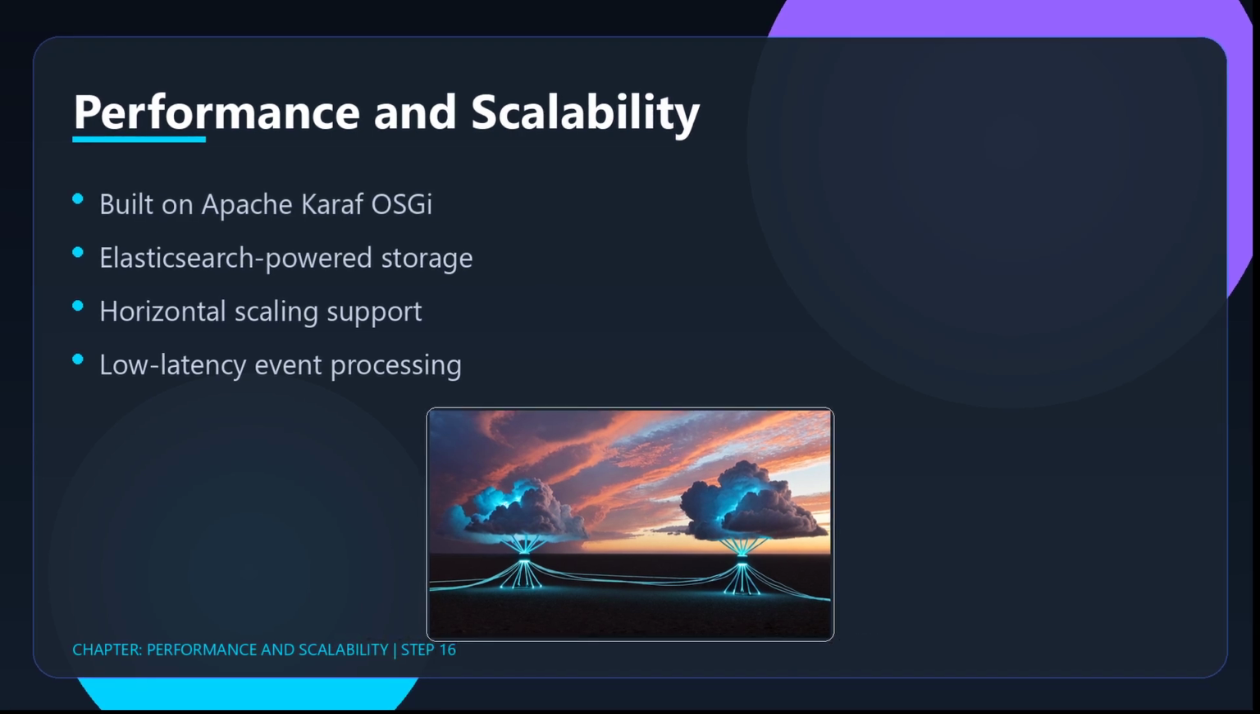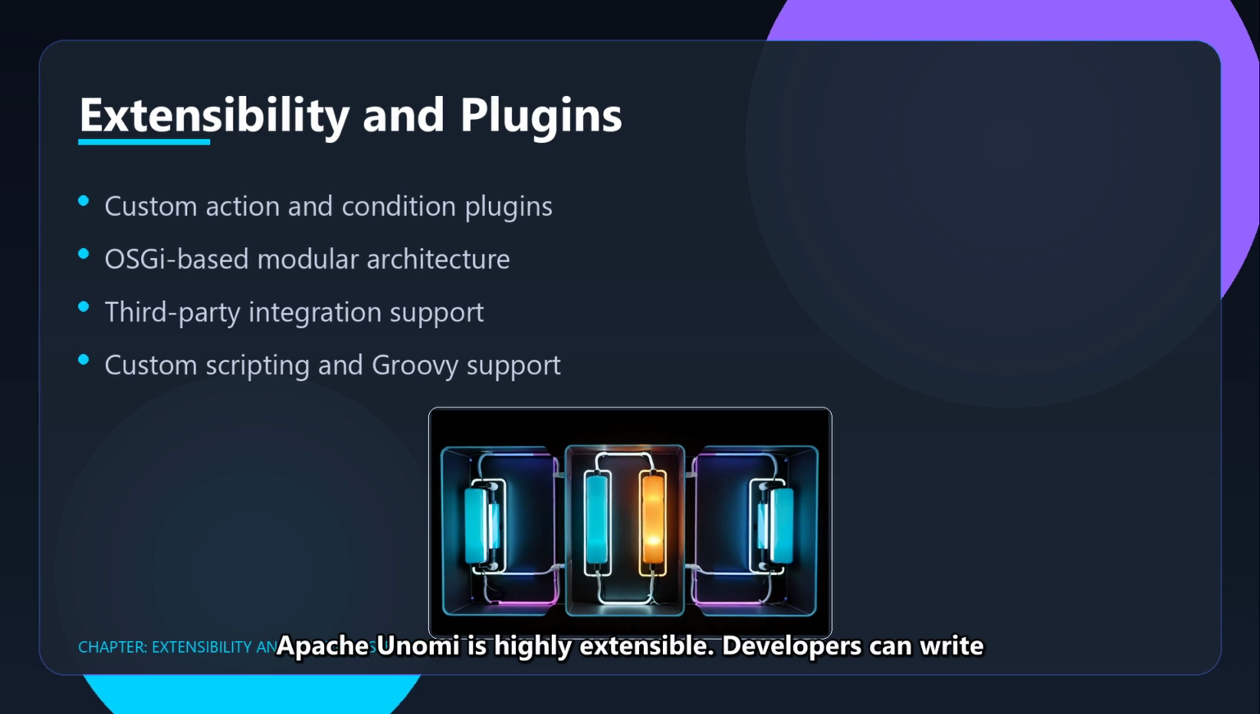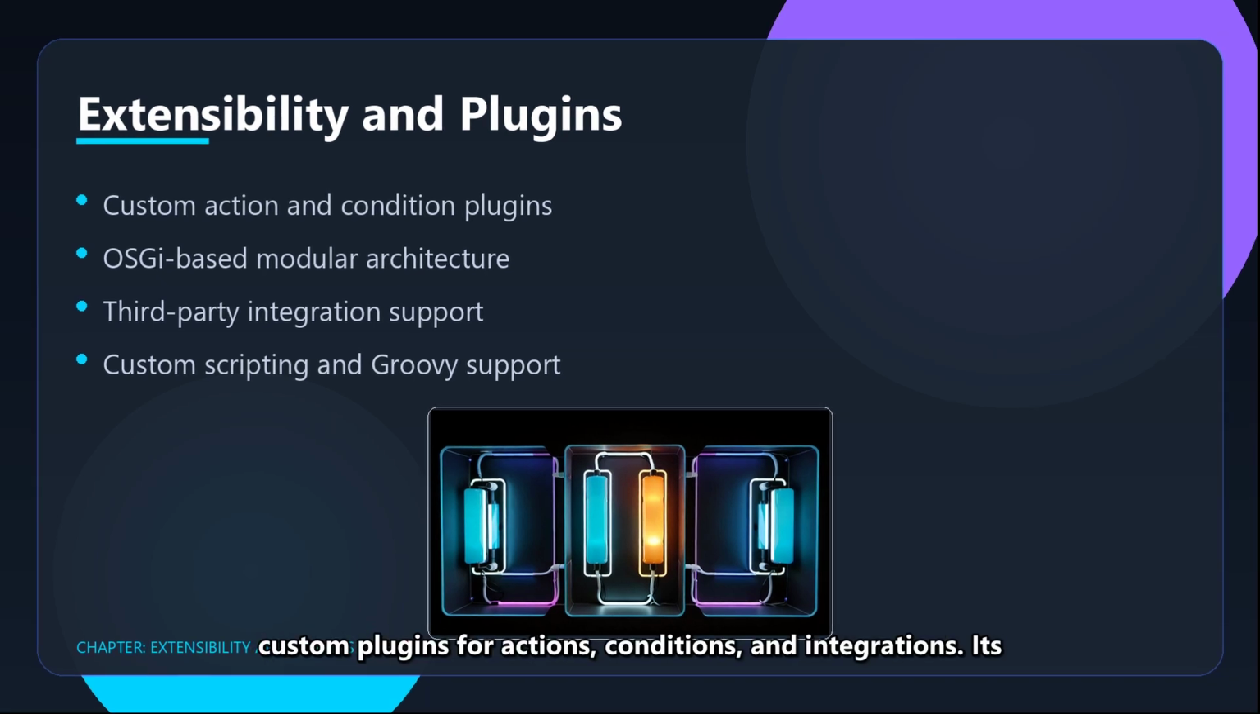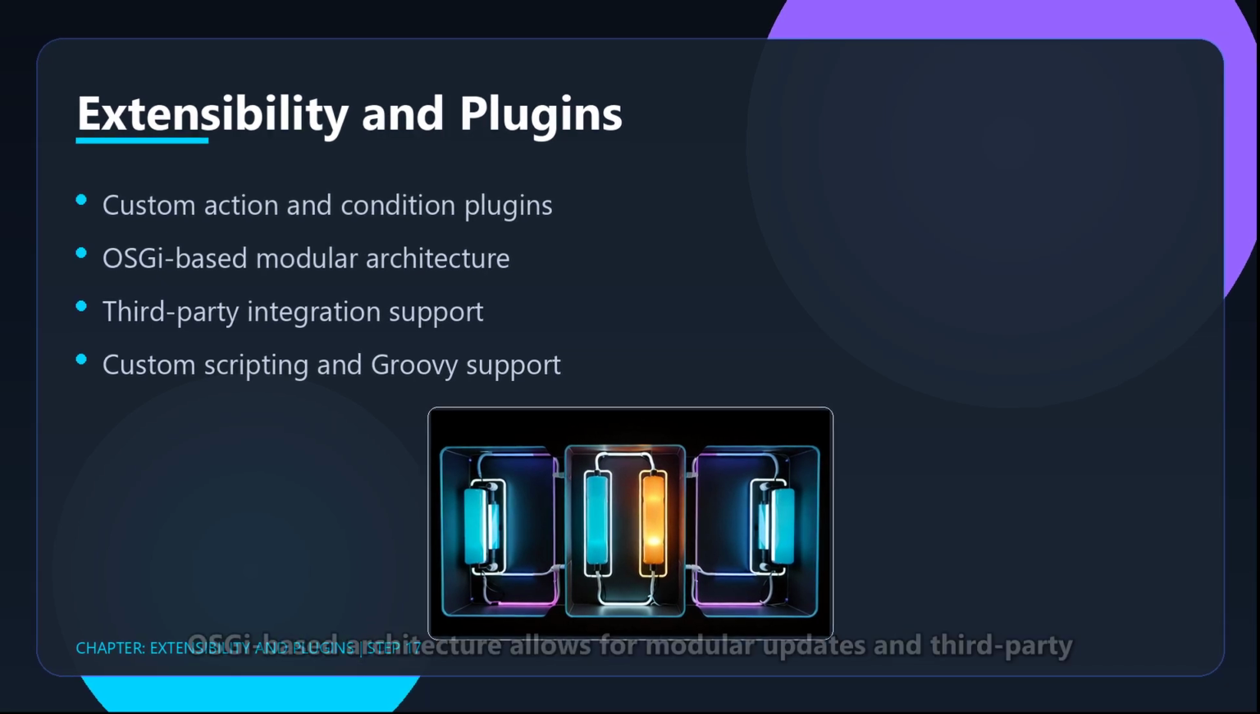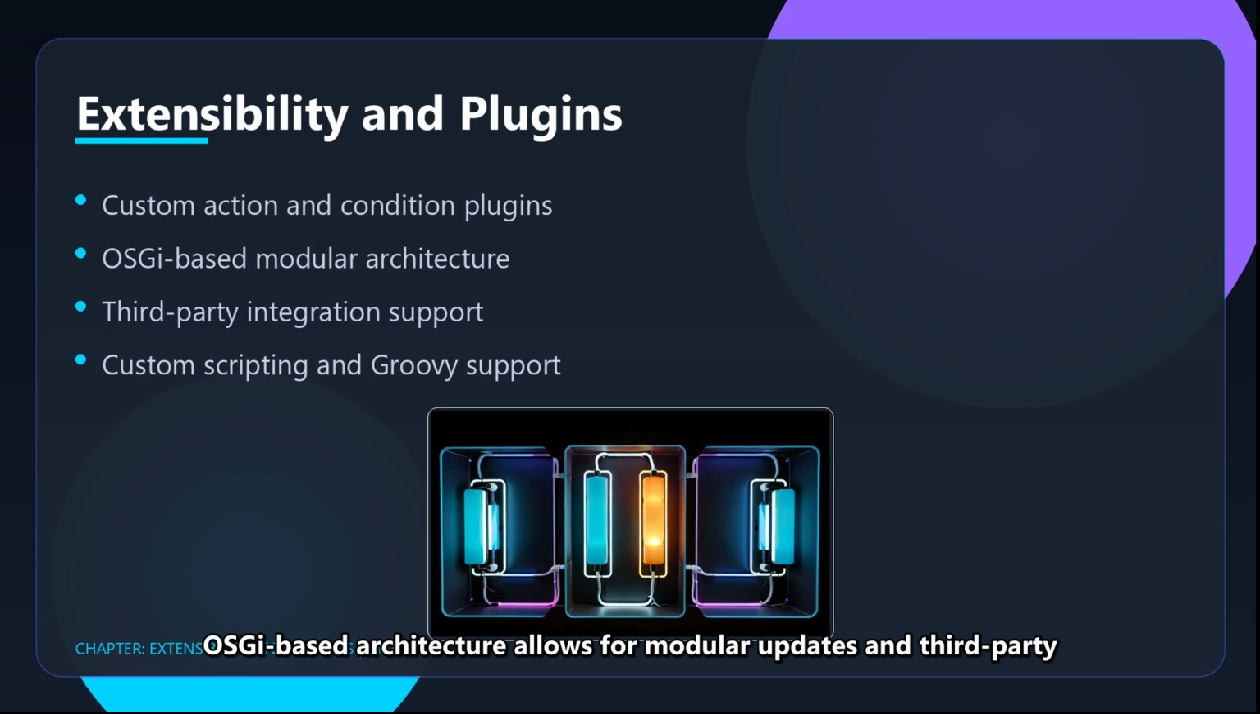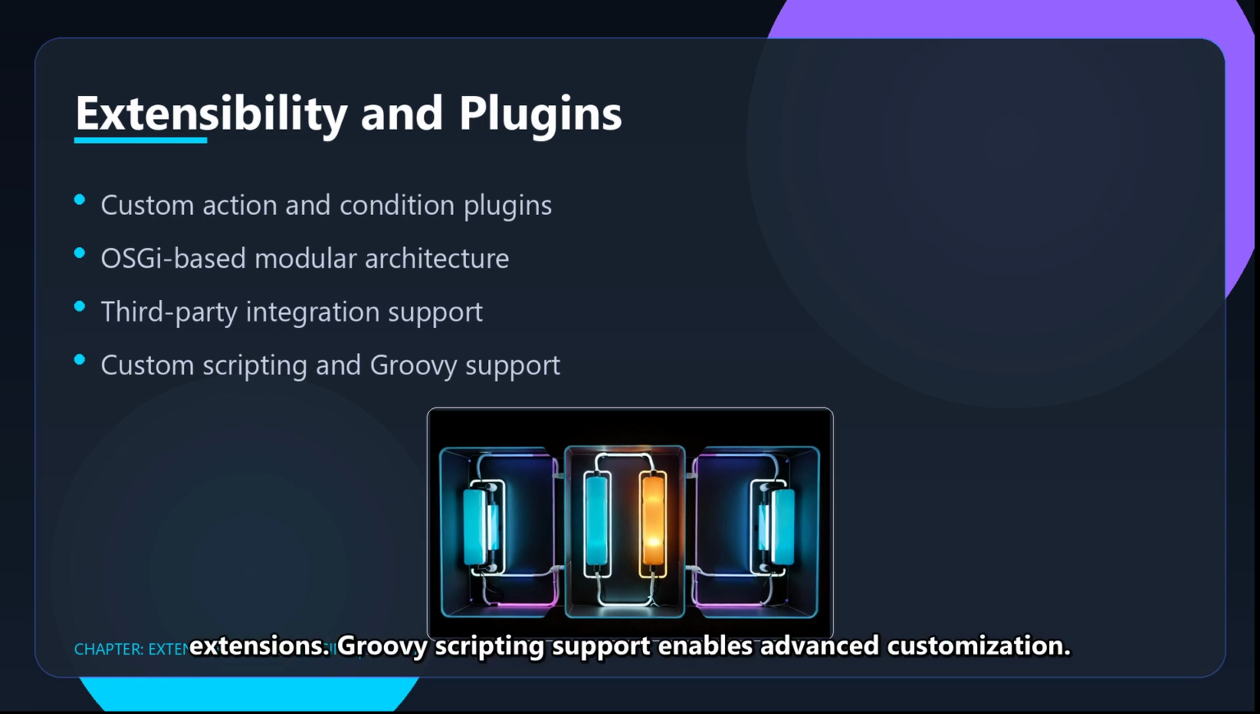Apache Unomi is highly extensible. Developers can write custom plugins for actions, conditions, and integrations. Its OSGi-based architecture allows for modular updates and third-party extensions. Groovy scripting support enables advanced customization.